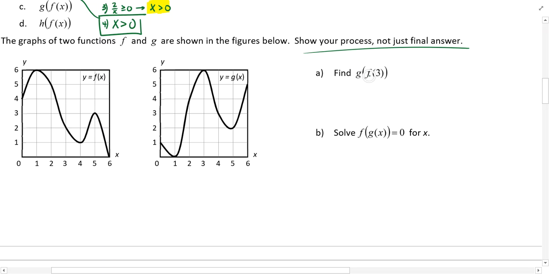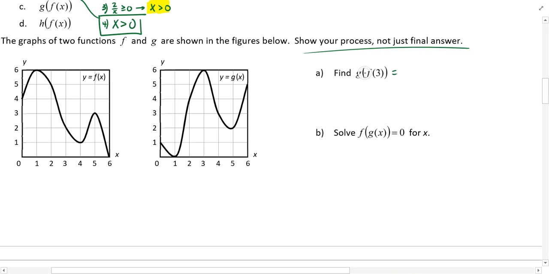So we're going to answer g composed with f at 3, and we need to show the process, not just the final answer. So if you want to show me arrows on the charts, that would be fine. If you want to show me some sort of algebraic expression, that would be good too. Here's what I would probably do.